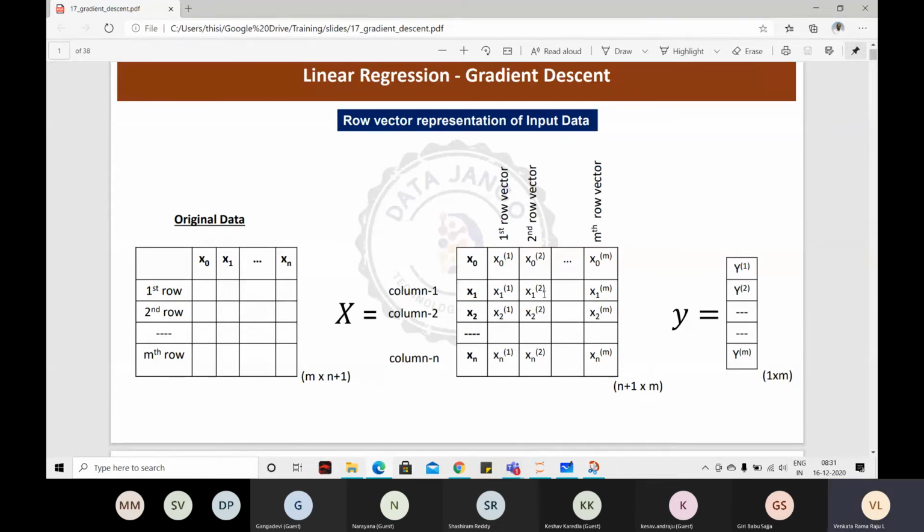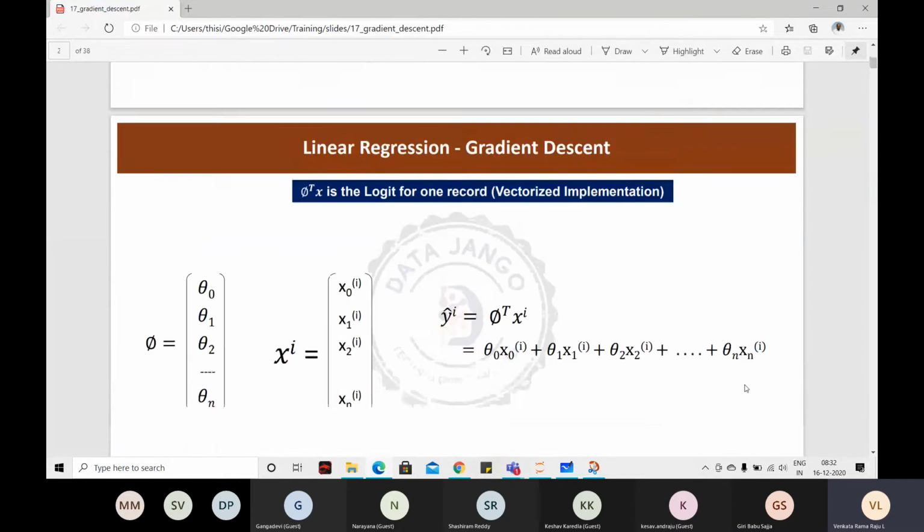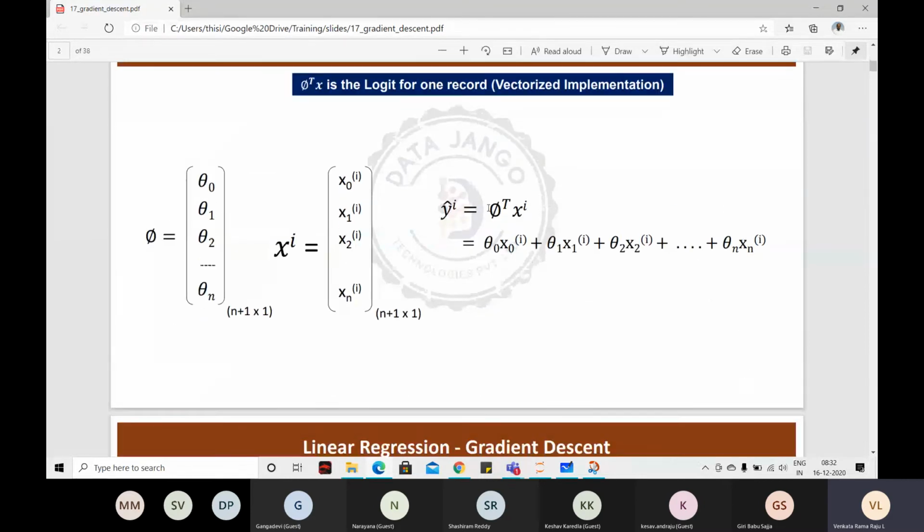Till this point we are good. Are we good? Yes, sir. Okay. Then why same? Why 1 to m? Now there is a notation called theta transpose x. Suppose that you already know the theta values.